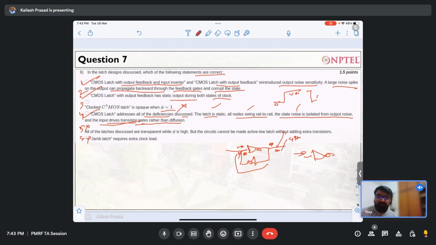All the latches are transparent when phi is high. Both the circuits cannot be made active low without adding extra transistors, so that is not true. And jam latch requires extra clock load. That is also not true. In the jam latch, we actually reduce the number of transistors. So yeah, this was question number 7. Any questions?